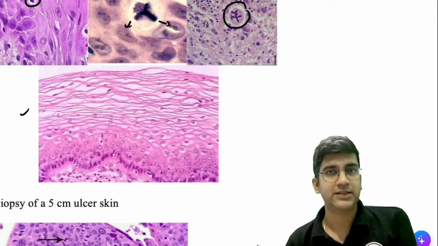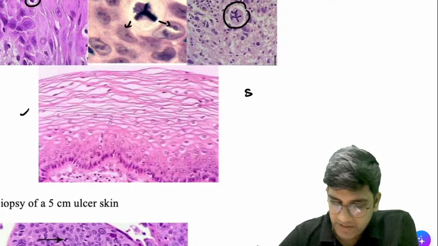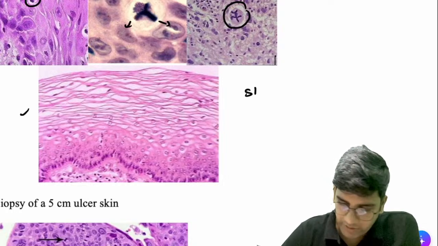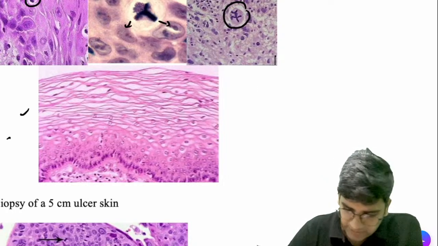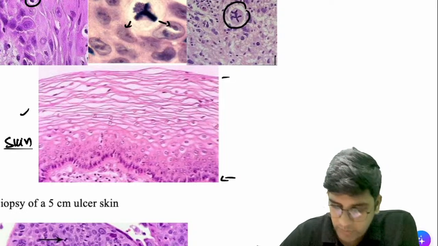That's a skin, right? Stratified squamous epithelium, that's a skin biopsy, okay? What is the lowermost layer of skin? We call it a stratum germinatum. We call this stratum corneum.